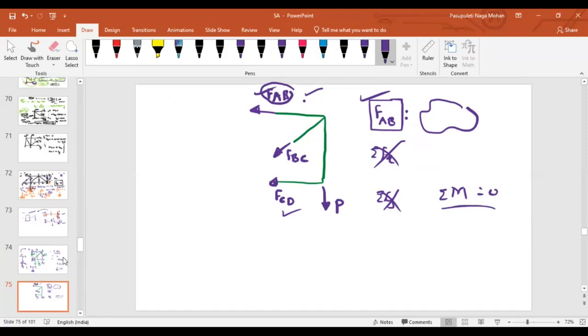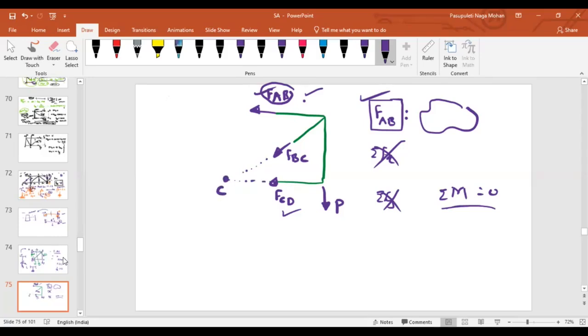Whenever you want to use the summation of moment equal to 0, say you want to find the force in AB, make sure to identify the common point that the other two members are passing through. If I want to find FAB, I need to see the common point of the other two forces. About C, an imaginary point C.